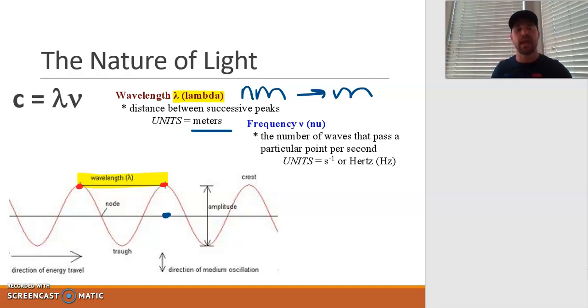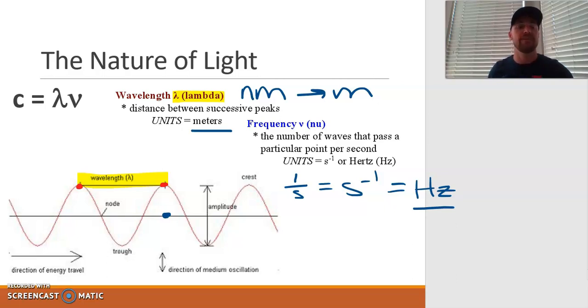And so because we're counting how many waves per second, the units for frequency is 1 over second, which is the same thing as second to the negative first, which is the same thing as hertz. So oftentimes you'll see me use hertz, but know it is the same thing as these two. And so we don't need to convert hertz to anything. It's already in the unit it needs to be.